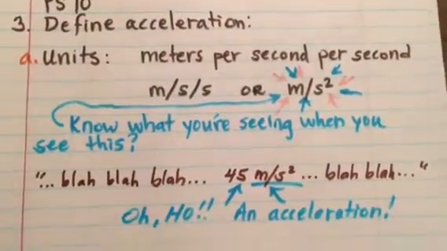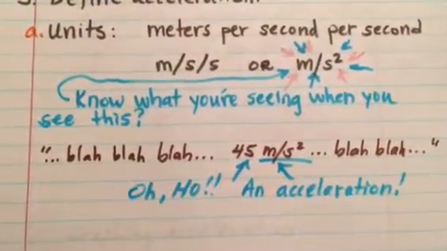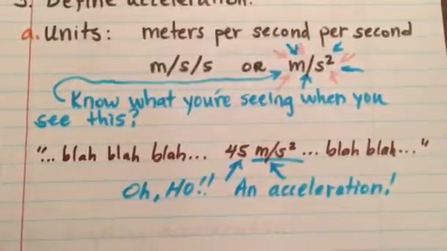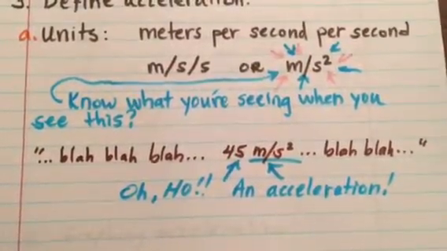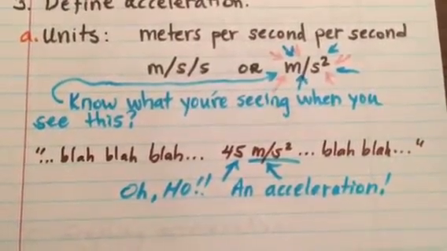That's just common literacy that you need to not have to be told. So if you see something that says a bunch of stuff and then it says 45 meters per second squared, you need to realize that's an acceleration.